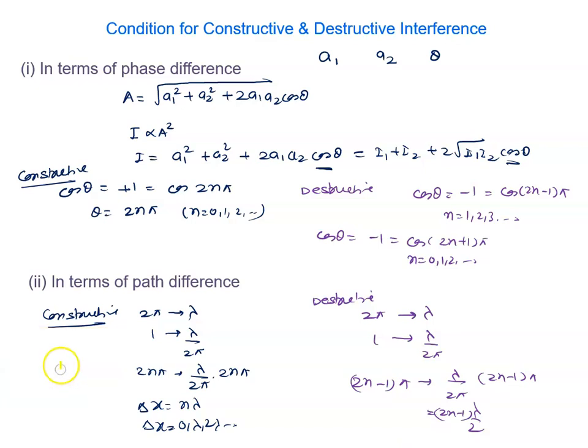So final answer, in terms of the phase difference, we will say theta should be order of 2n pi, and here theta should be order of either 2n plus 1 pi or either 2n minus 1 pi. And in terms of path difference, delta x should be n lambda, or here 2n minus 1 lambda by 2 or 2n plus 1 lambda by 2.